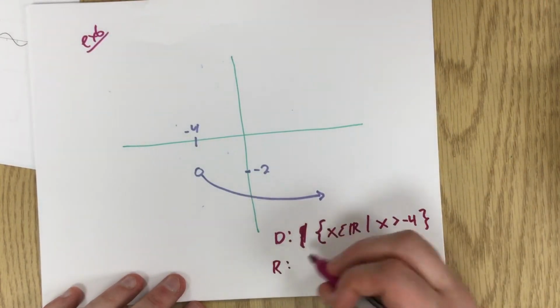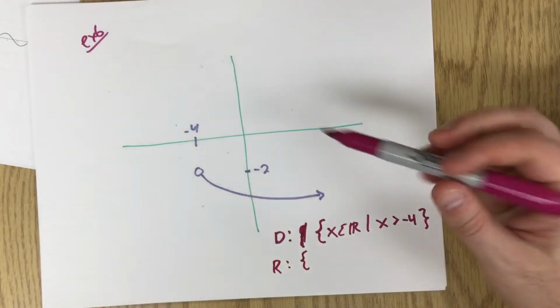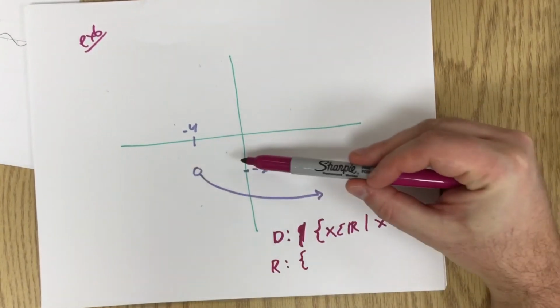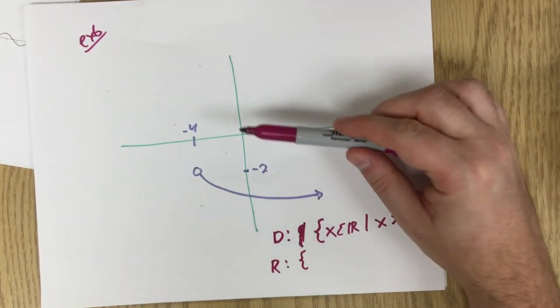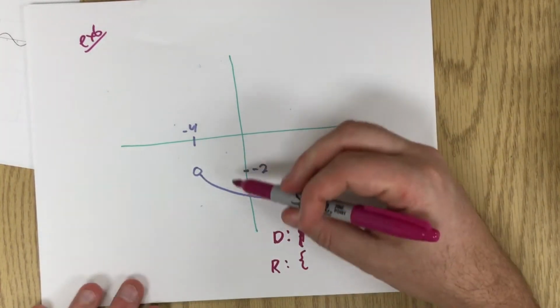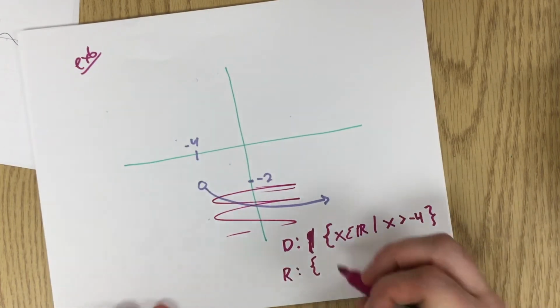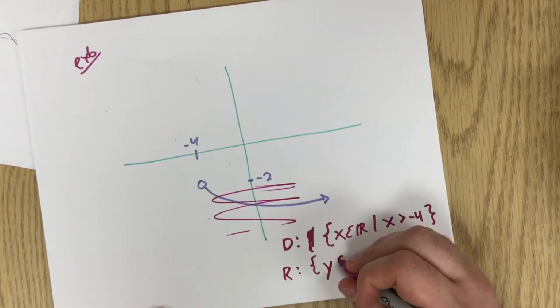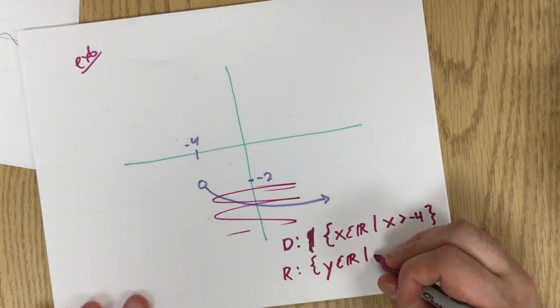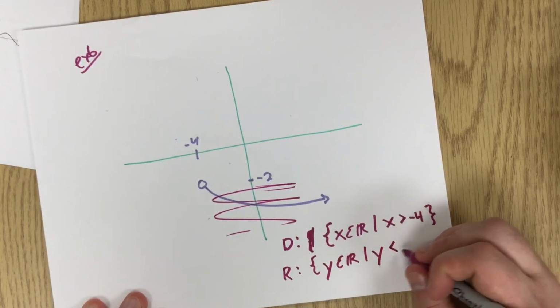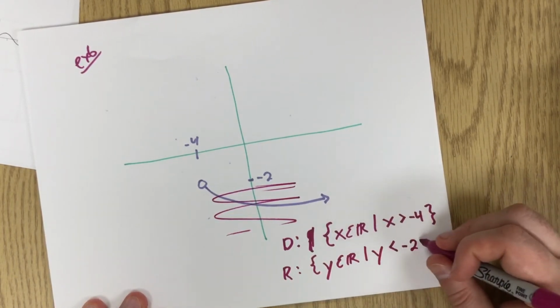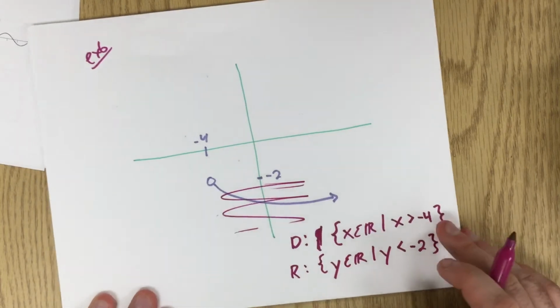Now the range, on the other hand, the y values get as high as -2, not equal to -2, but it has to be less than that, right? So it's all this area over here, it's less than -2. So the range is y is an element of real numbers such that y is less than, but not equal to, -2.